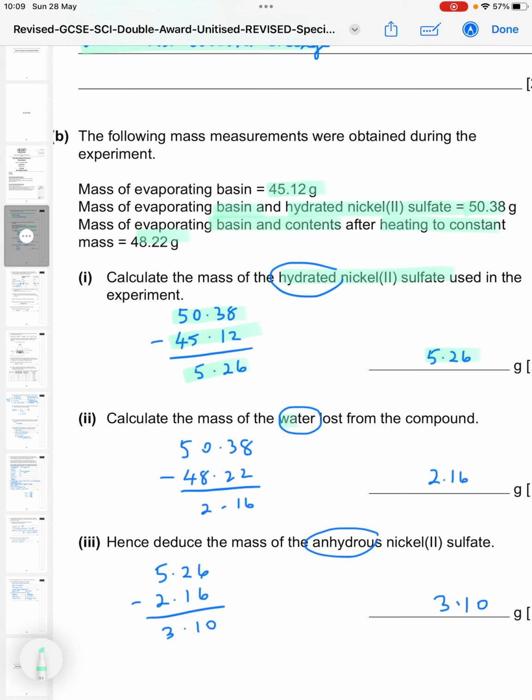Then calculate the mass of water lost from the compound. So 50.38 was the mass of the basin and the hydrated sulfate, and then 48.22 was the mass of the basin and the contents after heating to constant mass, and that gives us 2.16 grams as the difference.